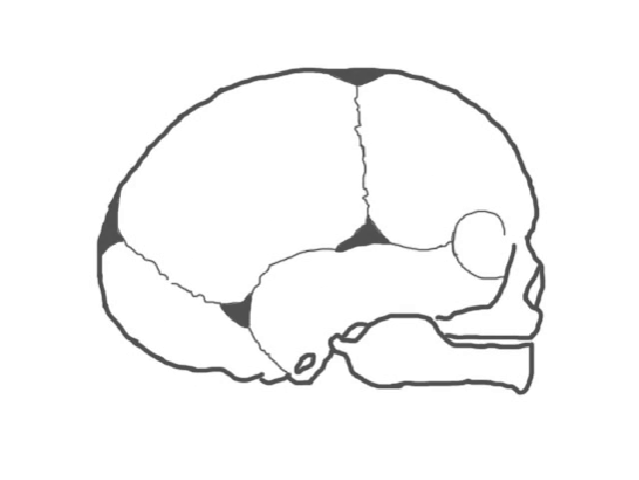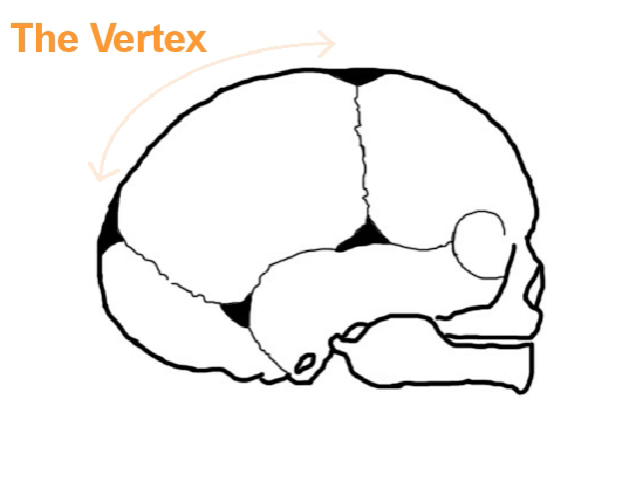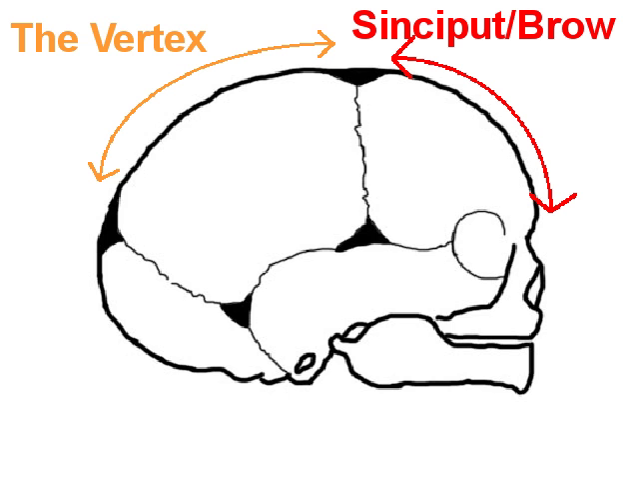There are also several regions on the fetal skull. The vertex lies between the anterior fontanelle and the posterior fontanelle and the two parietal eminences. The sinciput or brow lies between the supraorbital ridges, the coronal suture and the bregma.